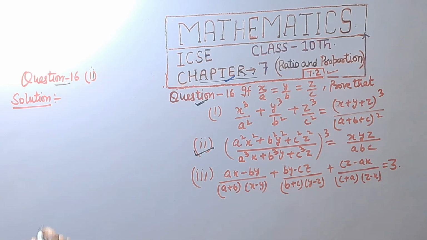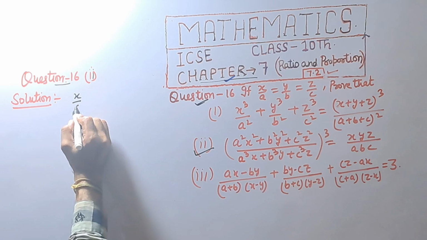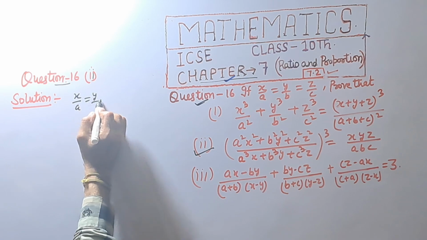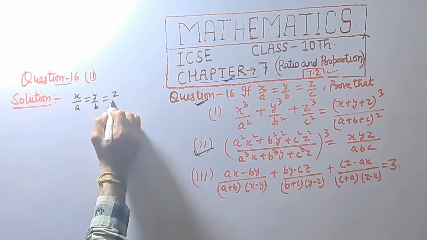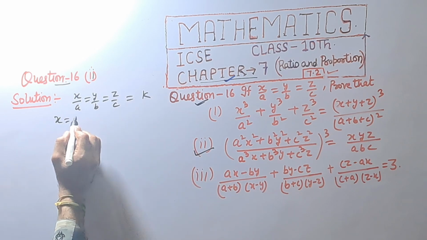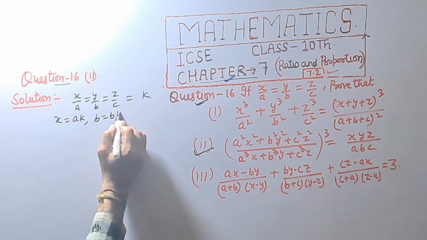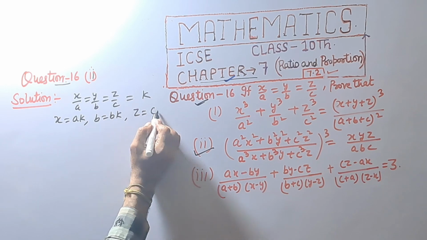Second part is given. X upon a is equal to y upon b is equal to z upon c, that is equal to k. So x is equal to ak, y is equal to bk, and z is equal to ck.